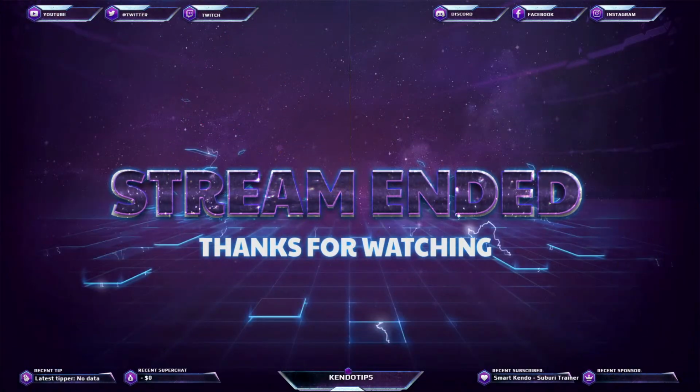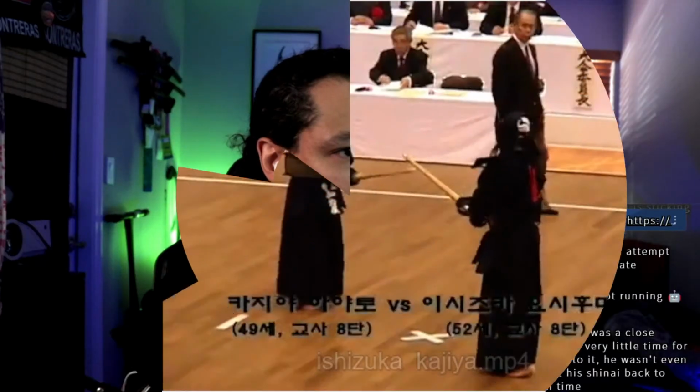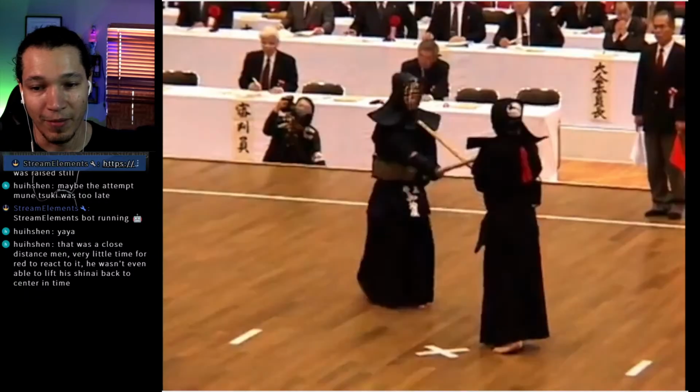Shen, you're saying that was a close distance, man, very little time for Red to react. He wasn't even able to lift his shinai back to center in time. It's interesting because yes, the commitment may have happened close, and actually it's a very good point that you bring up. The commitment to the ippon may have happened when it was very close, but the pressure started from much before. Let me. Oh, sorry. No. Okay, there we go. Run button. Sorry.